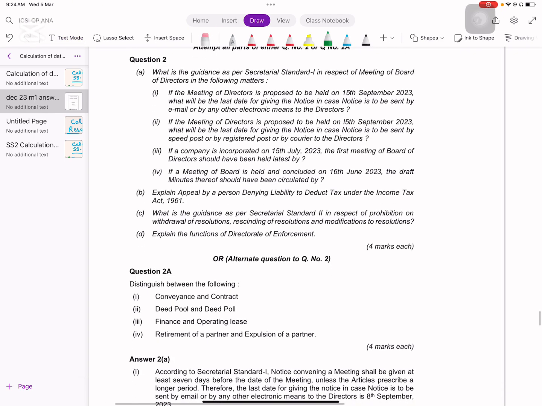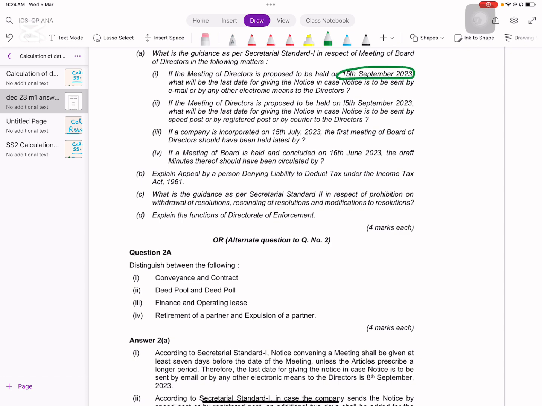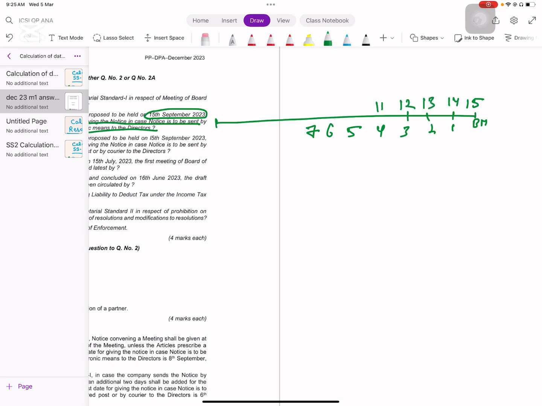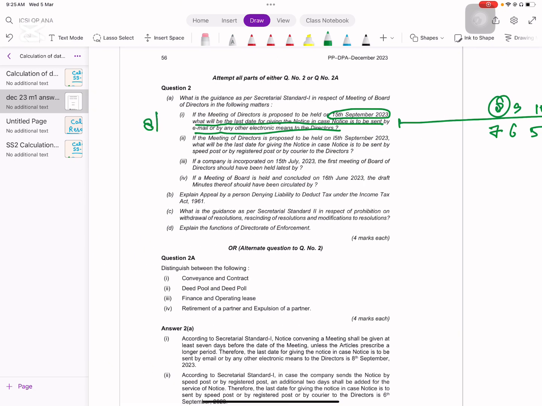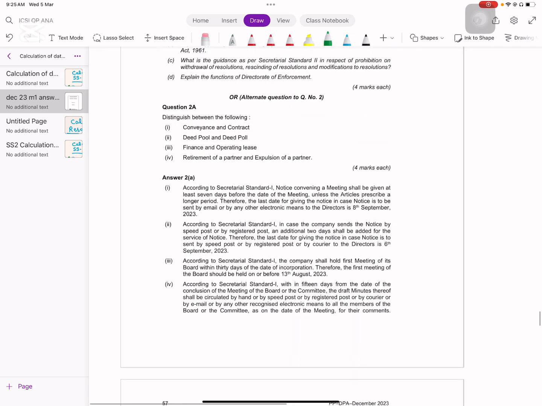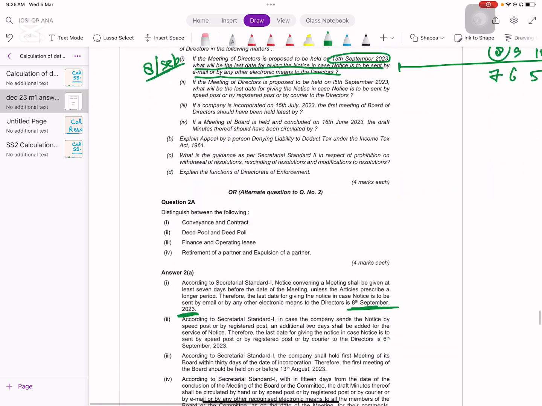The first question asked: if meeting of board of directors is proposed to be held on 15 September, what will be the last date for giving notice in case notice is sent by email or other electronic mode? Now, we will draw a time chart. 15th, date of BM. We will start counting from here. 1, 2, 3, 4, 5, 6, 7. Now, let's start counting backward from 14. 14, 13, 12, 11, 10, 9, 8. So 8 is our answer in this case, 8th September. Now let us see the guideline answer. 2A, you see 8th September.